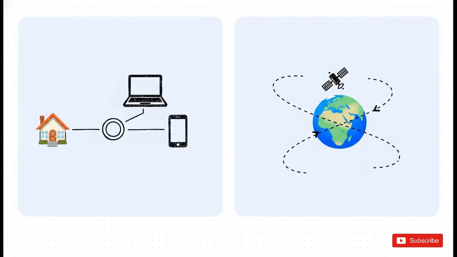But on the flip side, we have the wide area network, the WAN. This links those smaller local networks together across vast distances. We're talking massive infrastructure here, like orbiting satellites and those crazy transoceanic fiber optic cables. In fact, the internet itself, that's literally just the ultimate global WAN.